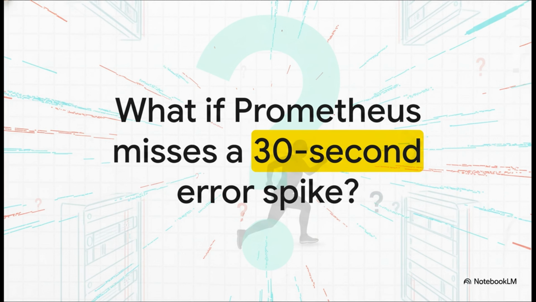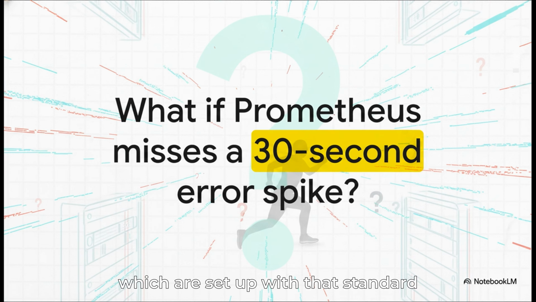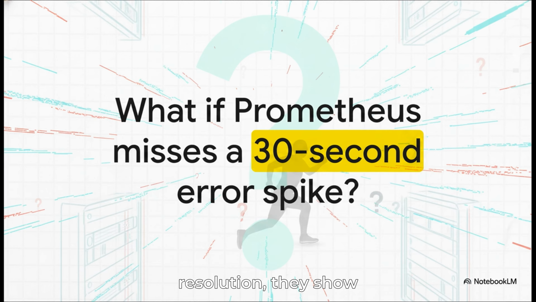Picture this scenario. An engineer strongly suspects there was a brief, massive spike in 500 errors on the payment service. Customers were absolutely complaining, right? But when we go to check our standard Prometheus metrics, which are set up with that standard 1-minute scrape resolution, they show absolutely nothing. Zero. The outage was so fast that it slipped perfectly between the metric scrapes. It's one of those incredibly frustrating ghost anomalies.